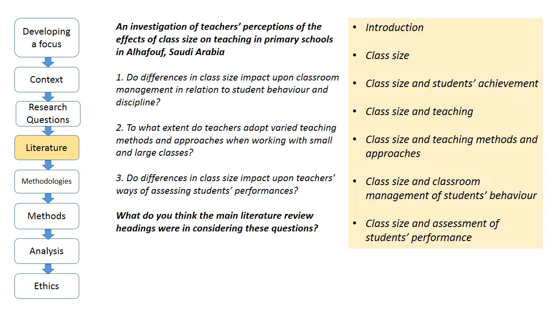Okay, so this was actually what the literature review looked like. Basically the subheadings that we used within the literature review. So obviously a general introduction to the literature review, just general issues around class size, and then looking in more depth at class size and student achievement, class size and teaching methods and approaches, class size and classroom management of students' behaviour, and class size and assessment of students' performance. So you can actually map those various elements of the literature very clearly back to the three research questions.